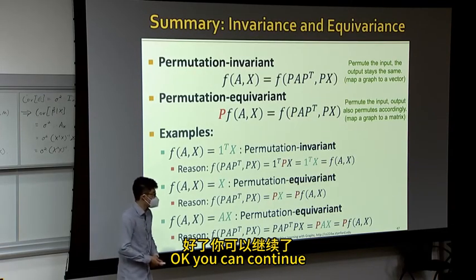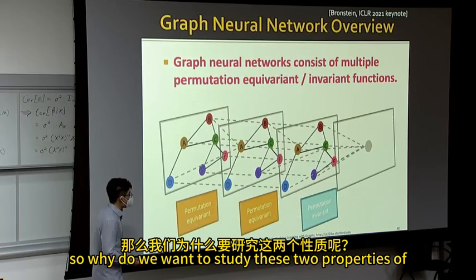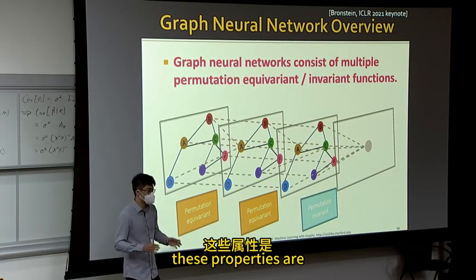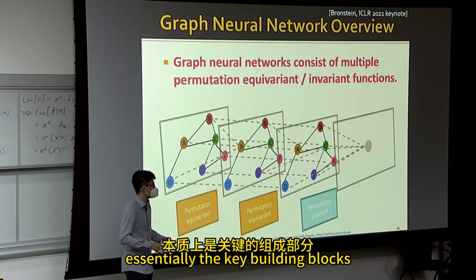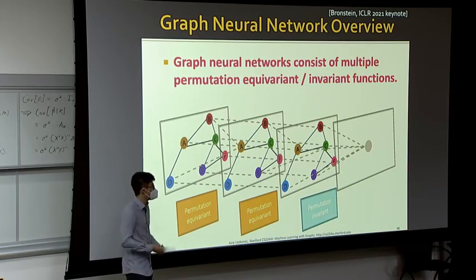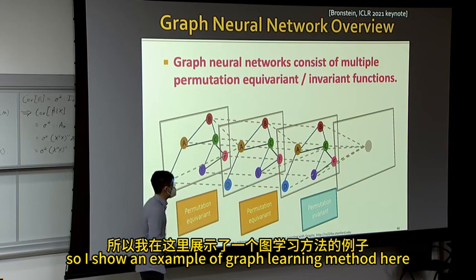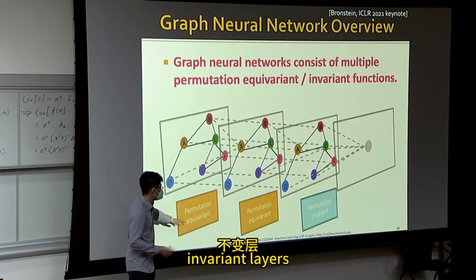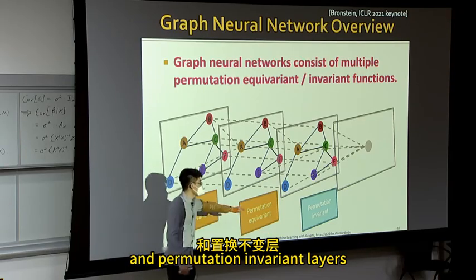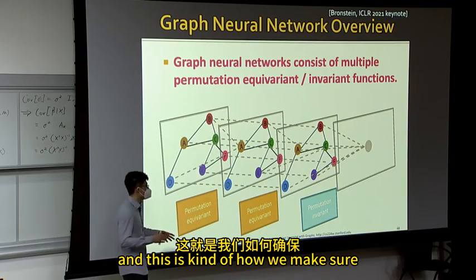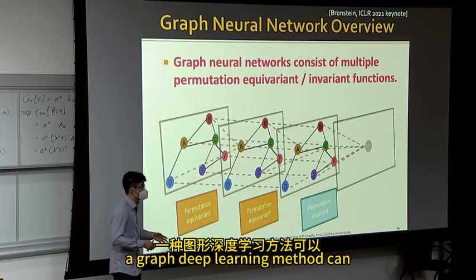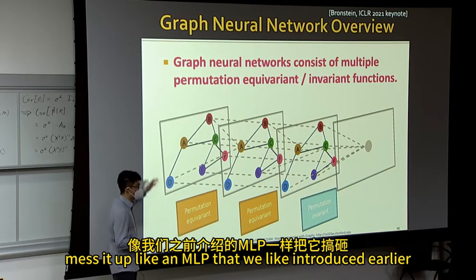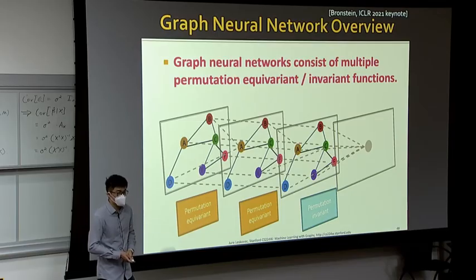Okay, we can continue. So why do we want to study these two properties, invariance and equivariance? That is because these properties are pretty important and essentially the key building blocks for graph learning methods. So I show an example of a graph learning method here, and you can see that it usually involves multiple permutation equivariant layers and permutation invariant layers. And this is how we make sure a graph deep learning method can faithfully represent the graph, rather than a method like an MLP that we introduced earlier.